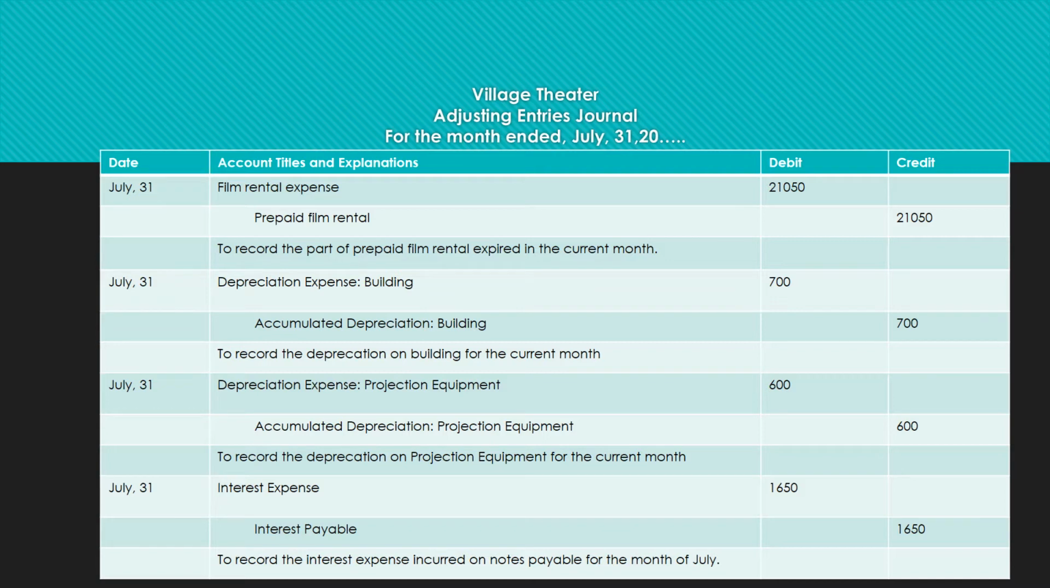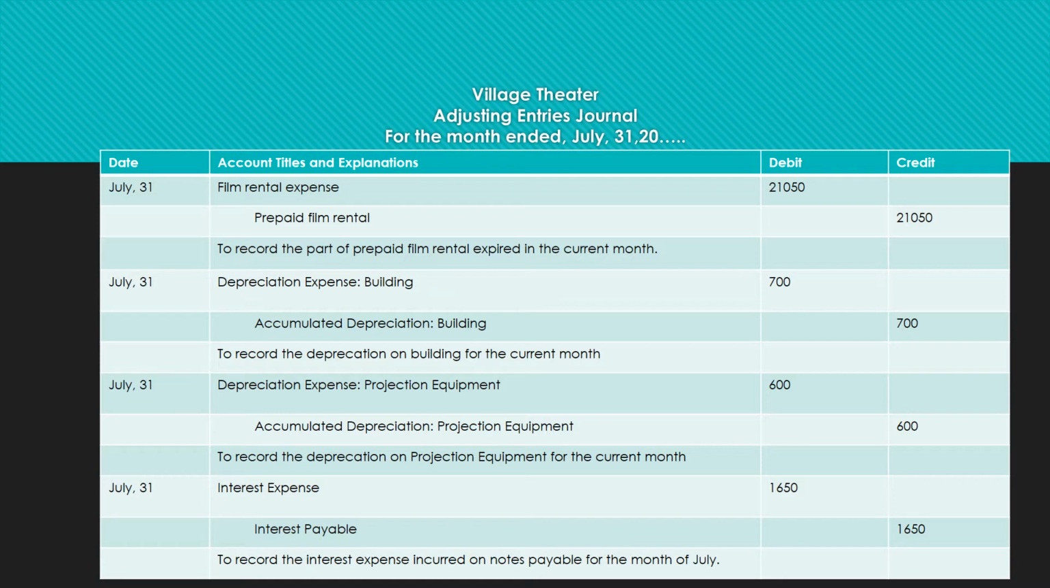The first transaction is that film rental expense for July amounts to 21,050. However, the film rental expense for several months had been paid in advance. If you can see in the trial balance, the company has prepaid film rental of 31,200. If you pay some amount in advance for any expense, that is considered a current asset, so we record it on the debit side. That's why it is given in the trial balance as an asset, prepaid film rental.